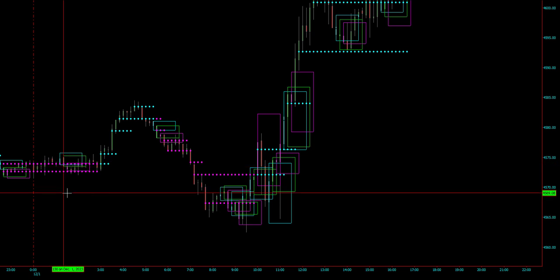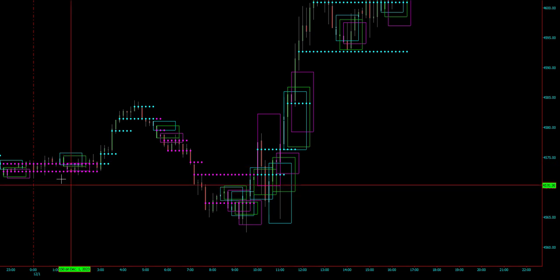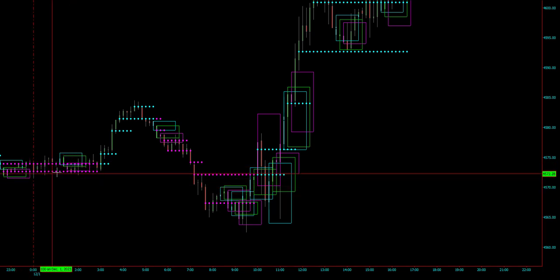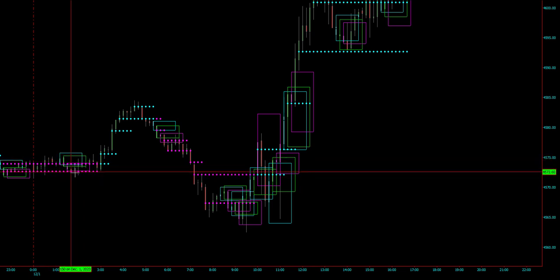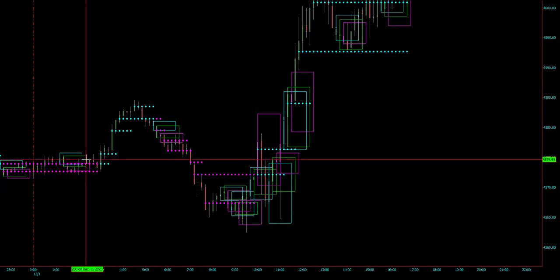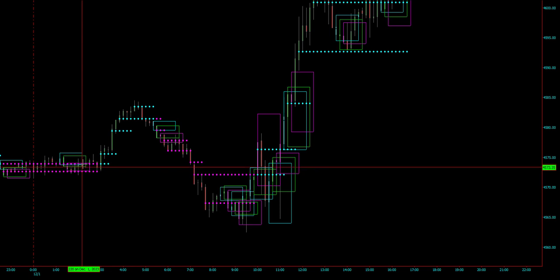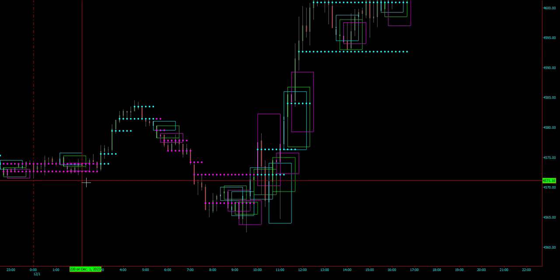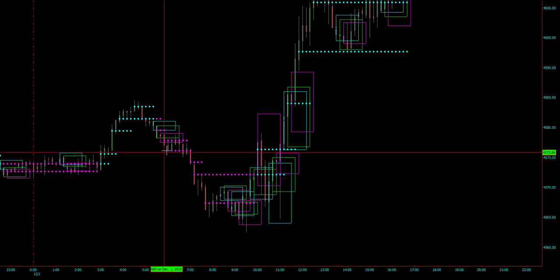How about this one? Market was down. The boxes showed up on the top. We want to go short. We put a short here. Stop loss. This box is your stop loss, and it did hit it. Then we wait for the next one.